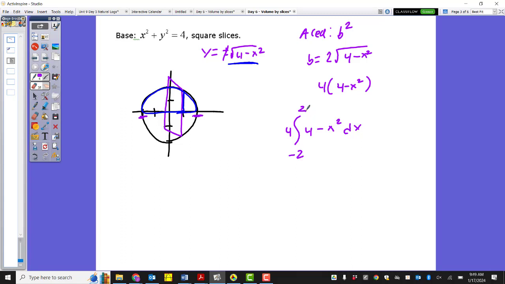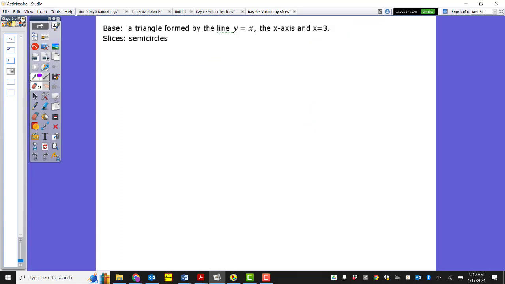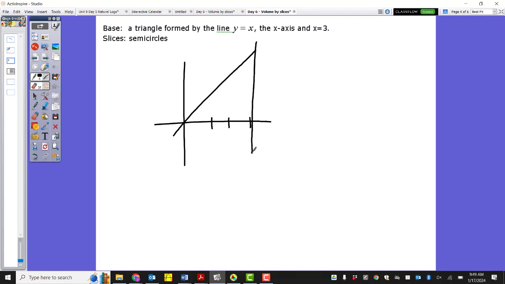Now, as I said a minute ago, they're not always going to be squares. Sometimes it might be something like this, semicircles. So when we look at this one, we have this triangle, but our slice is a semicircle that looks like this. Okay, there's our semicircle. All right, so we need the area of one slice. Area of one slice is 1/2 pi r squared.